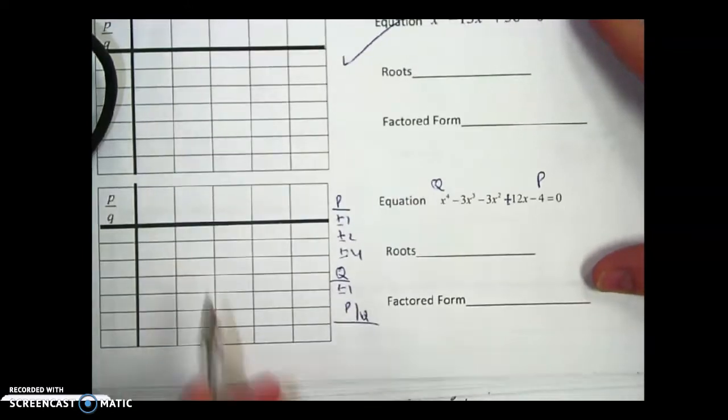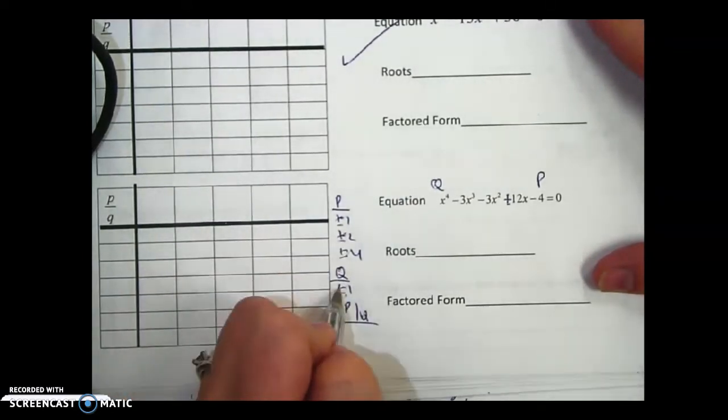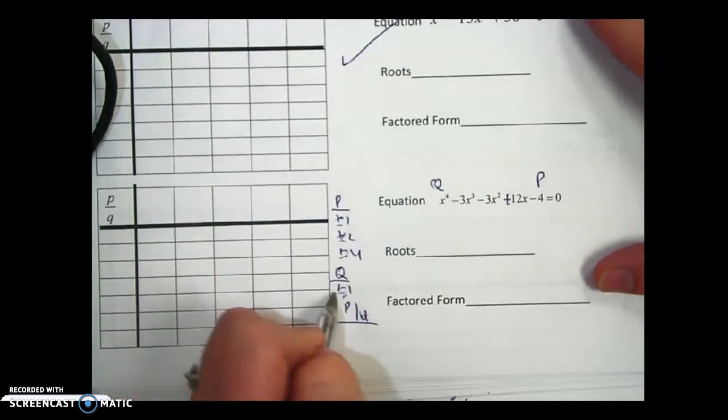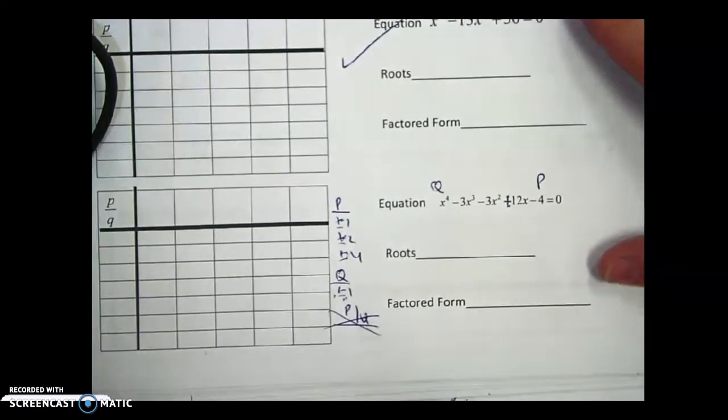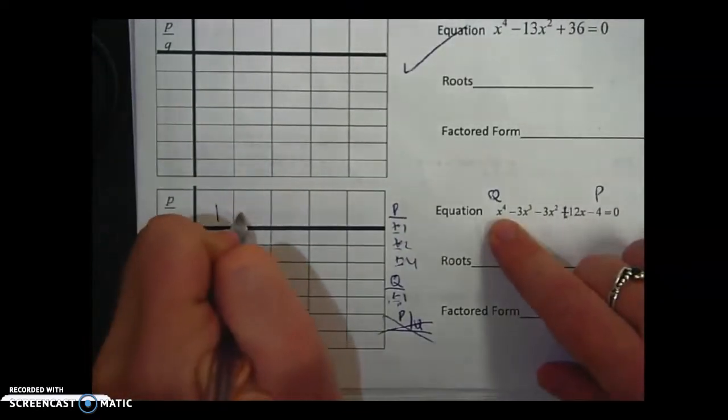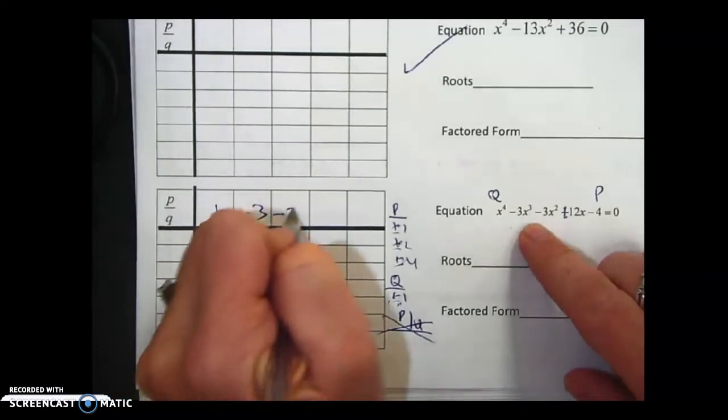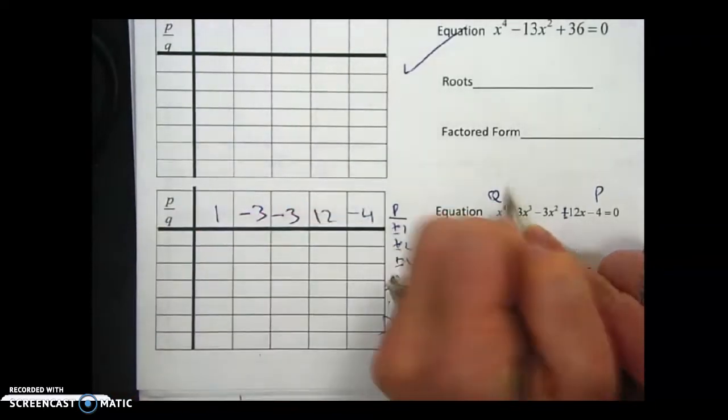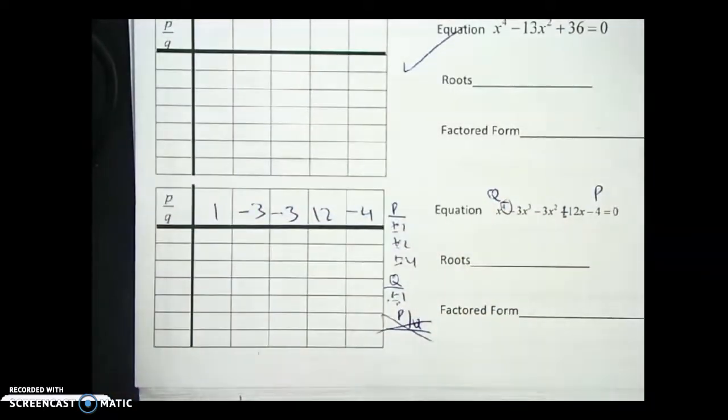Well, I like this one because 1 divided by 1 is 1, 2 divided by 1 is 2, 4 divided by 1 is 4, so P over Q doesn't matter. Now I'm going to put there -3, -3, 12, -4. Now since that's to the 4th power, I've got to have 4 zeros.